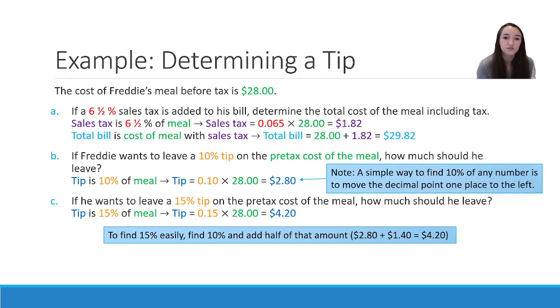If you wanted 20% of the meal, you find the 10% and double it. That's 20%. So there's a neat little trick if you ever have trouble figuring out tips.